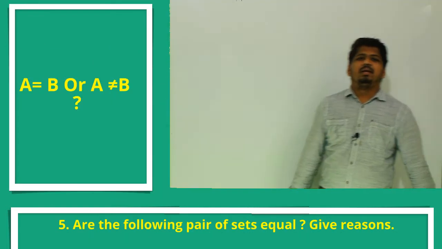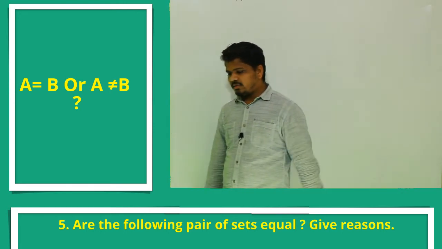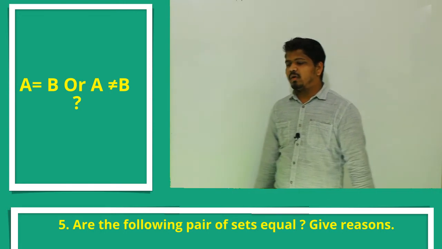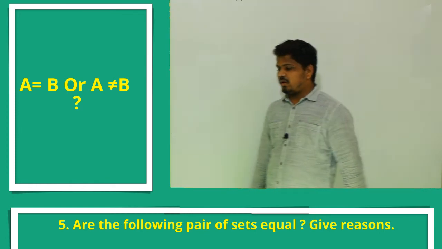Okay, let's move on to question number 5. What does question number 5 say? 5 says, are the following pairs of sets equal? And you need to give a reason for your answer also. What does the first question say?